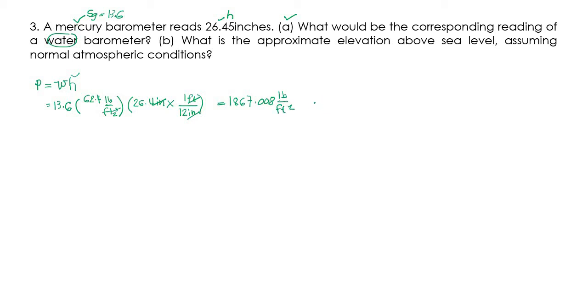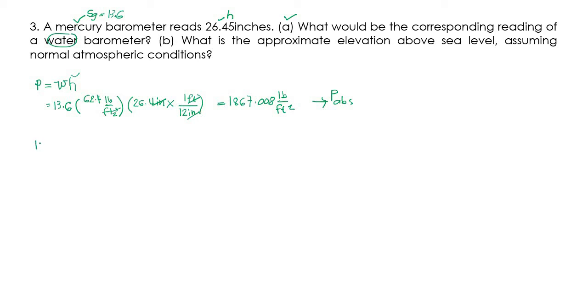Note that this pressure is absolute pressure, because based on our previous discussion, mercury barometers or barometric pressures are always absolute pressures. So since we already know the pressure as per mercury barometer reading, we can now get the water barometer reading.